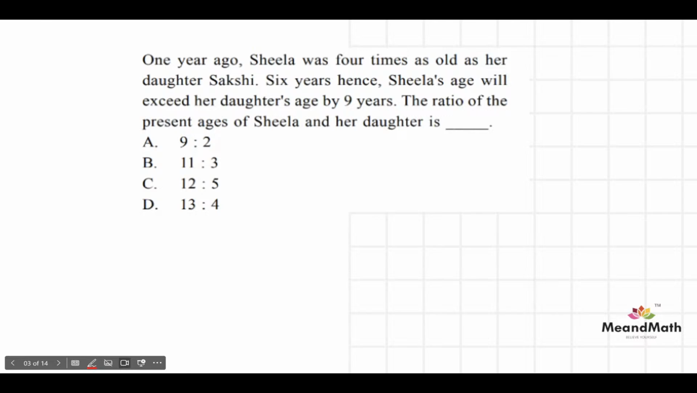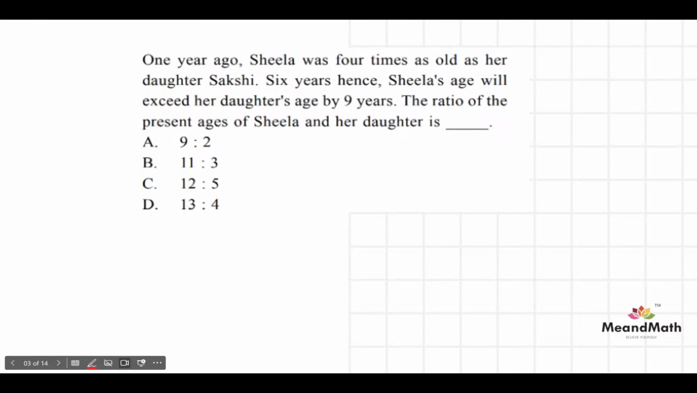Let's try discussing what we have over here. 1 year ago, Sheila was 4 times as old as her daughter Sakshi. 6 years hence, Sheila's age will exceed her daughter's age by 9 years. The ratio of the present ages of Sheila and her daughter is what? So 1 year ago, Sheila was 4 times as old as her daughter. So can we do one thing?